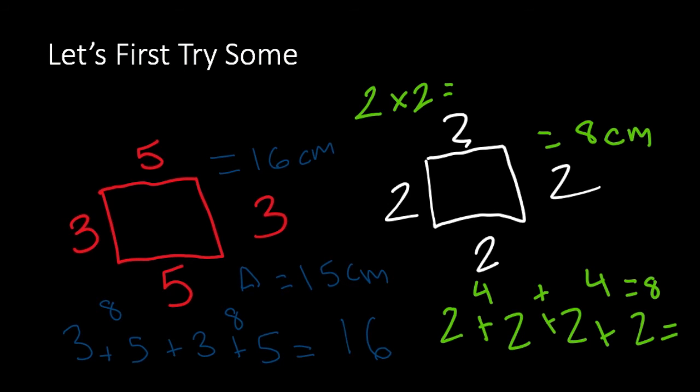Always remember, when you're doing area, you're not adding up all the sides. You're making sure that you're doing width times length, or length times width. It doesn't really matter how you say it because of the commutative property of multiplication. So you can either say it as width times length, or length times width. Now, let's do 2 times 2 equals 4. So the area for this shape is equal to 4 centimeters.